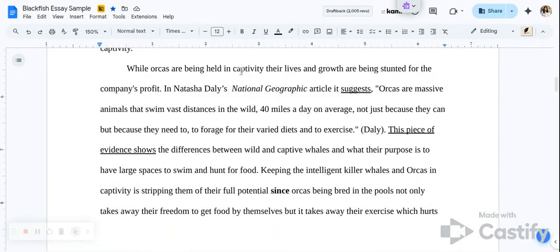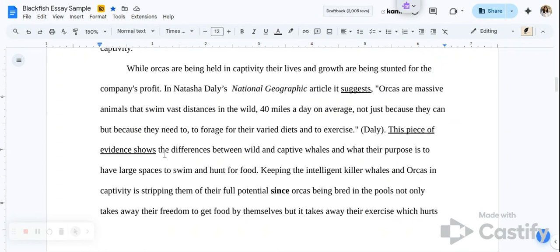While orcas are being held in captivity, their lives and growth are being stunted for the company's profit. In Natasha Daly's National Geographic article, it suggests, notice that I am using these verbs to offer what is about to happen. I've also used an embedded quote, which means that I've opened it up with my writing, and now I'm dropping into my quote with the in-text citation immediately following. This piece of evidence shows, and then when I come out, I'm using this type of language. Whenever you can vary this language, it's going to serve you better. So make sure that you're including it.